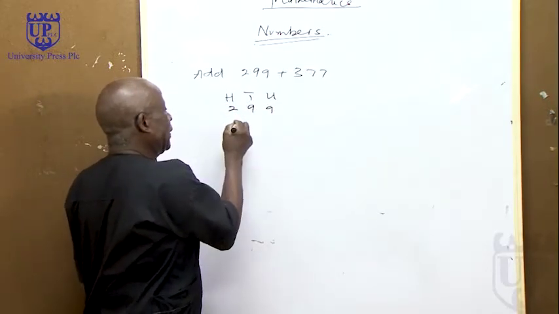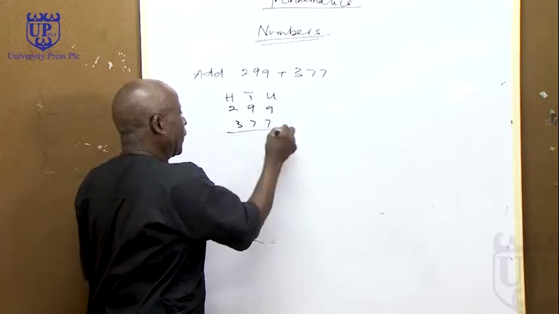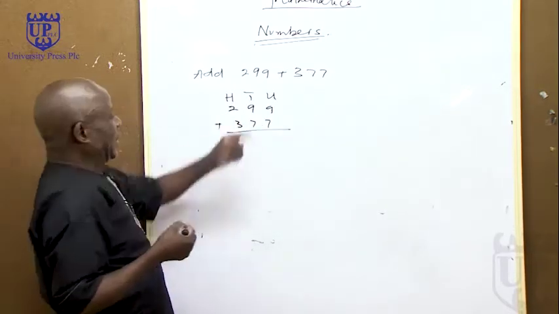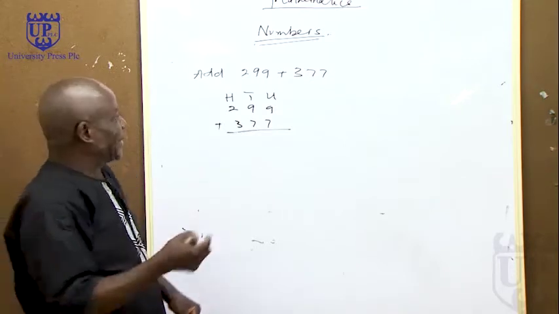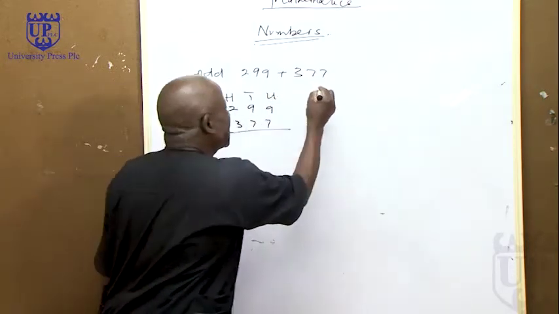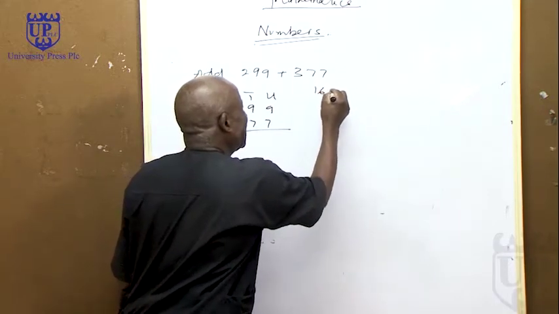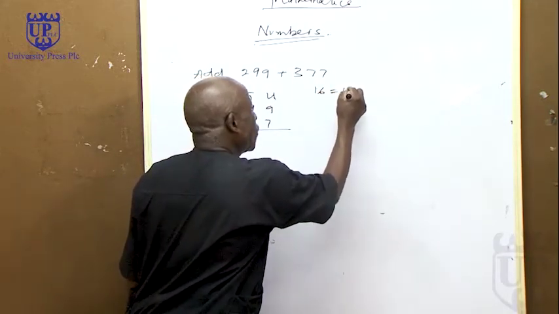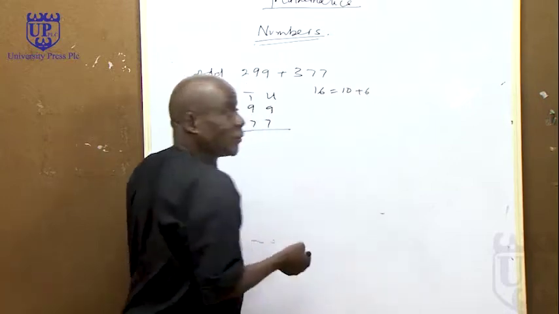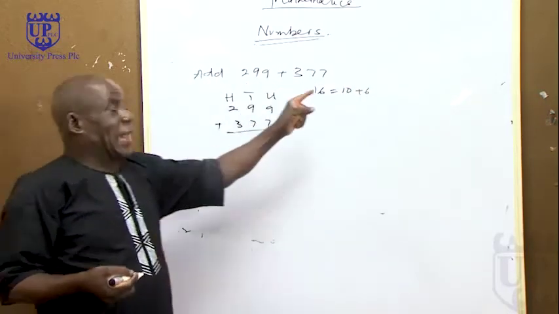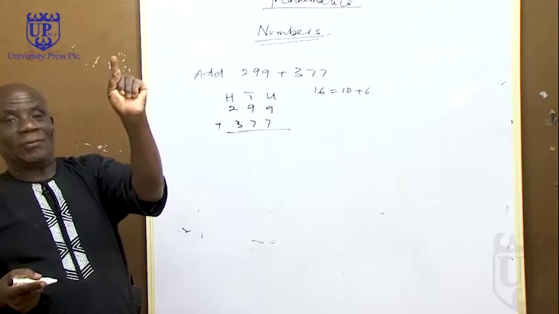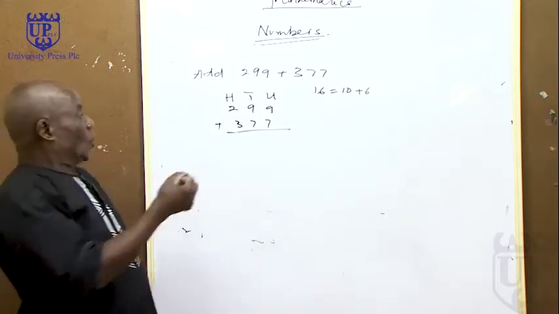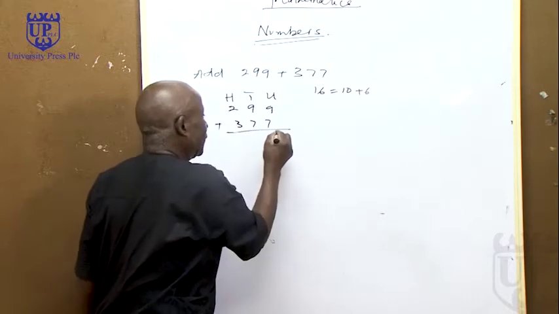299 plus 377. When you say 9 plus 7, you say 16. The meaning in mathematics is this: what is 16? 16 is 10 plus what? Plus 6. This 10, because you are operating in base 10, is just a 1 in the tens place. So you write this one down.